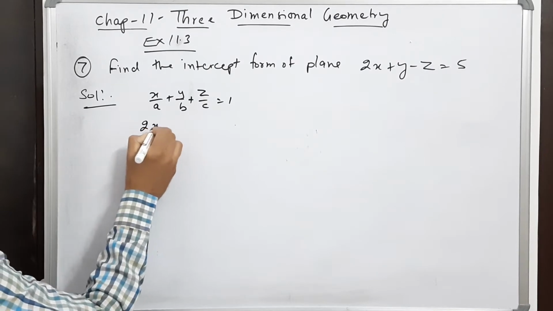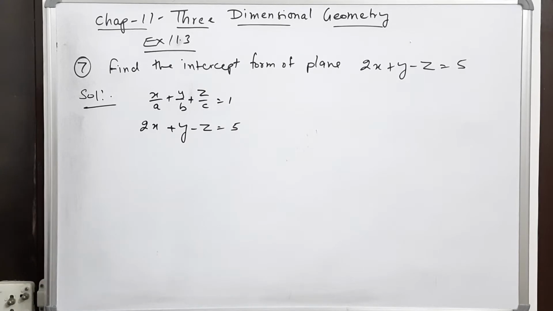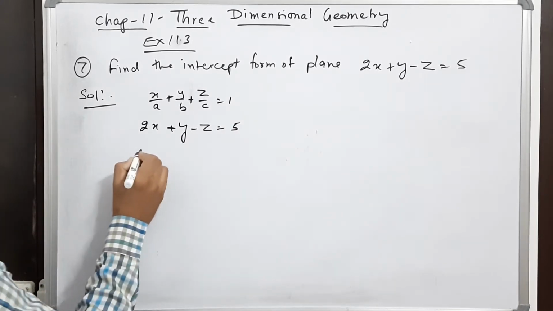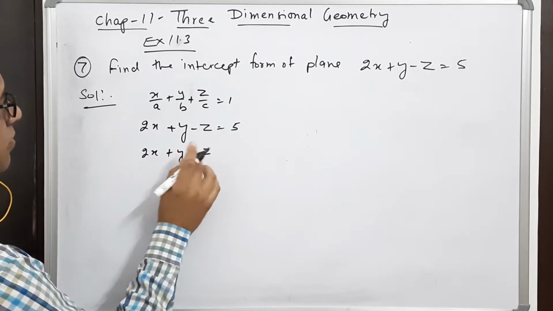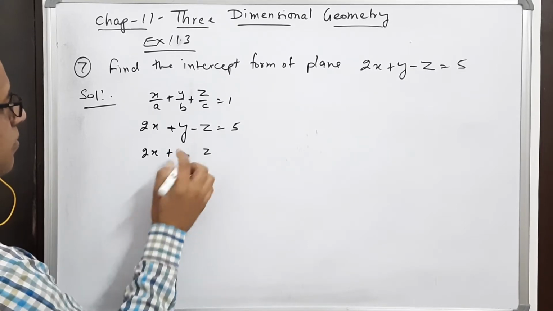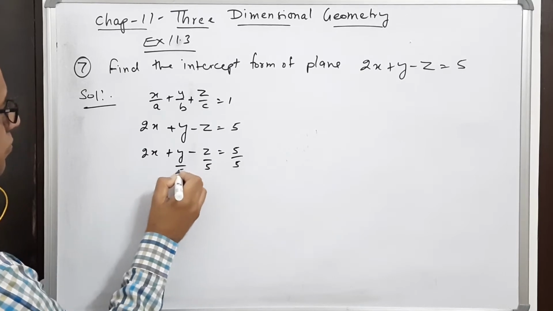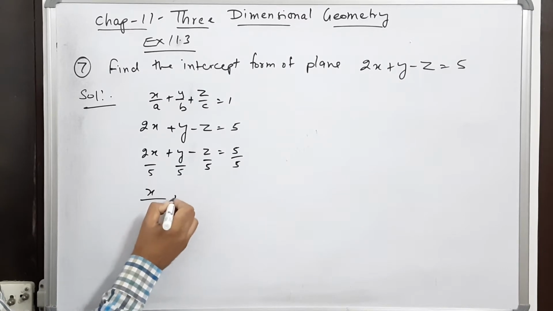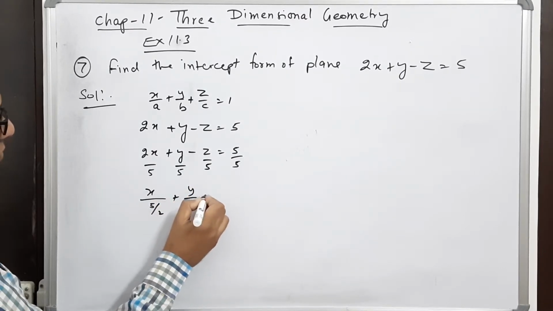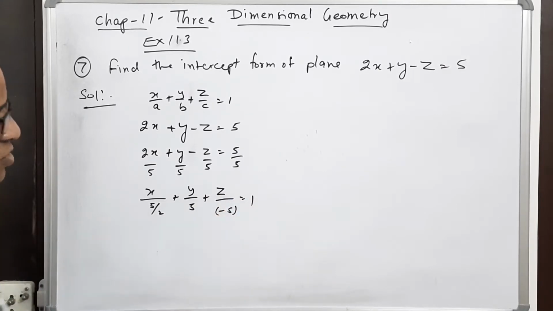Here it is 2x plus y minus z equals 5. These types of problems can be asked for 1 mark or for 2 marks. So here first of all we divide it by 5, both sides. Now it is x upon 5 by 2, y upon 5 plus z upon minus 5 equals 1.